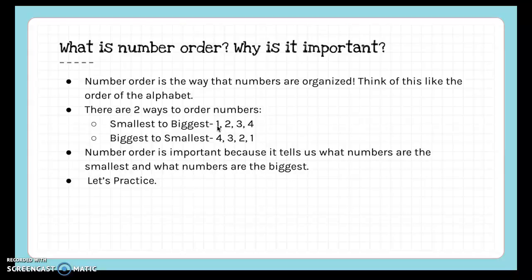So if we look here, we see that 1, 2, 3, 4 is in standard order. So this order tells us that 1 is the smallest, and then 2 is 1 more than 1, and 3 is 1 more than 2, and 4 is 1 more than 3. Now if we look at it the opposite way, it shows us that 4 is the biggest and that 4 is 1 more than 3, and 3 is 1 more than 2, and 2 is 1 more than 1. So let's go ahead and practice.